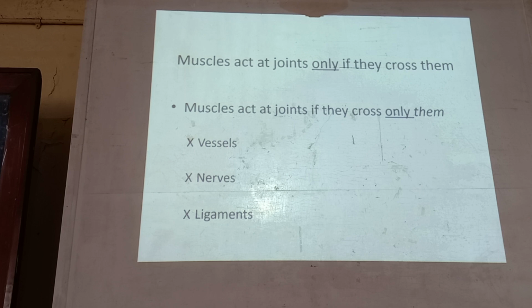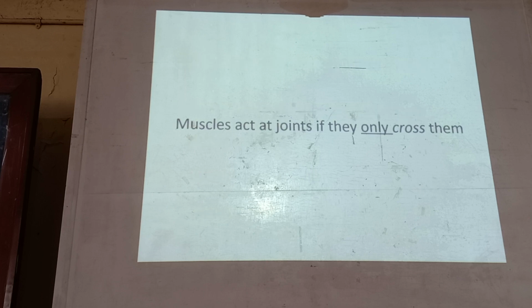Is it clear why we say muscles act at joints only if they cross them? What is cross? A dog crosses the street. So we understand that from one end of the street it goes to the other end. Although people do often say zebra crossing, I have never seen a zebra cross the road. I have often seen dogs and cows crossing the road. But anyway, maybe it started from Africa, where zebras do cross the road.